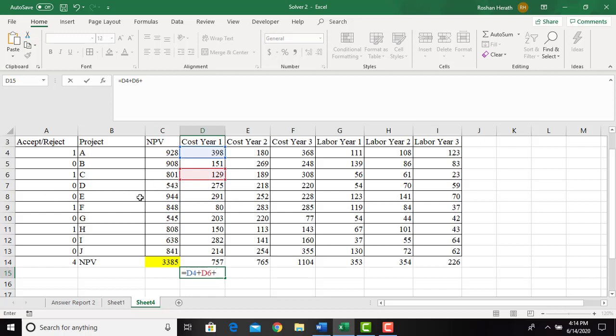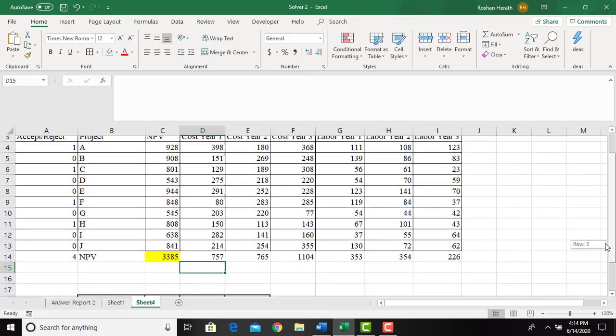Project D is no, project E is no, but project F is accepted. We may get that. And then project H. And that's it. See, it is there. Right? So likewise you may get that.